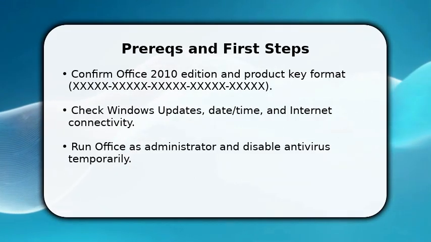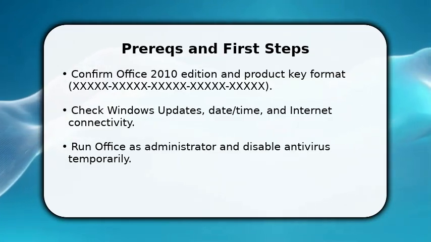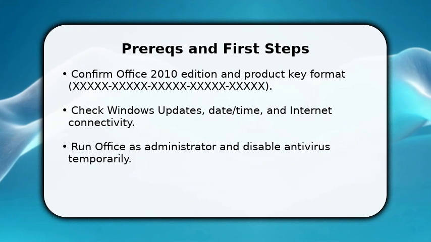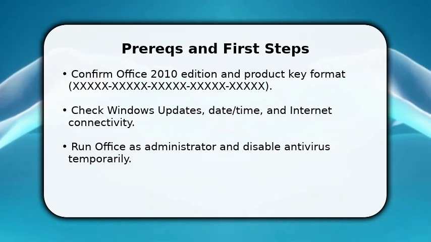Next, run any Office app as administrator to allow changes, and temporarily disable third-party antivirus or firewall that can block activation. These steps set up the environment so activation attempts won't fail due to basic system or permission issues.